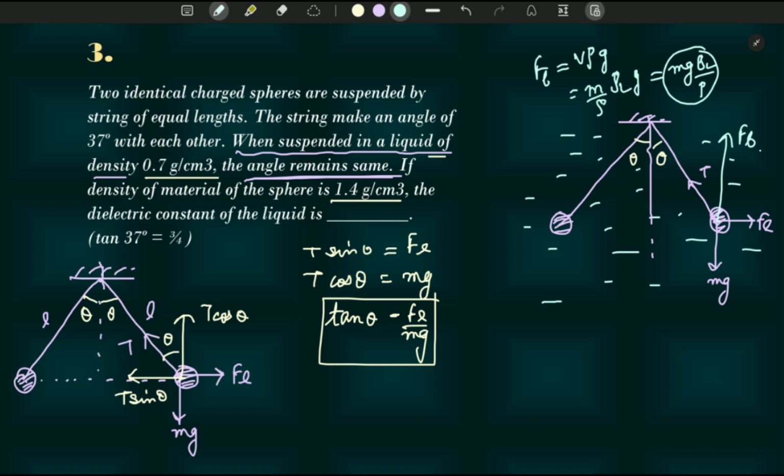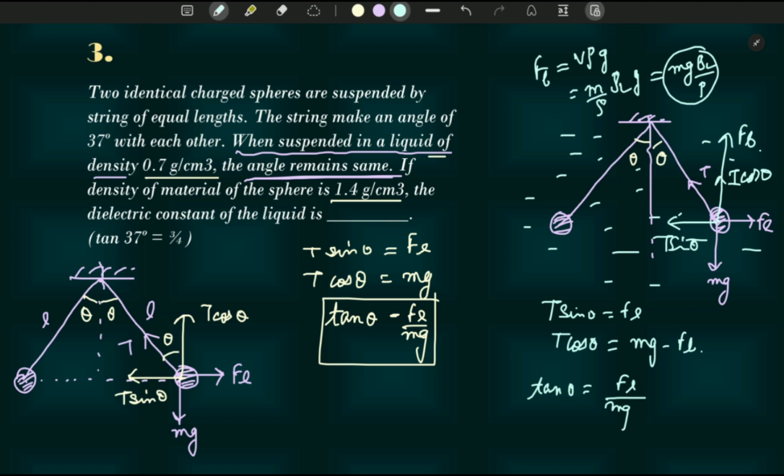So in this case, T sin theta, wait, T cos theta is again this, and T sin theta is again this. So again I will do T cos theta. Wait, first T sin theta I am doing. T sin theta will be Fe, and T cos theta, this time, will be mg minus Fb. So again I will get tan theta equals Fe by mg minus Fb.